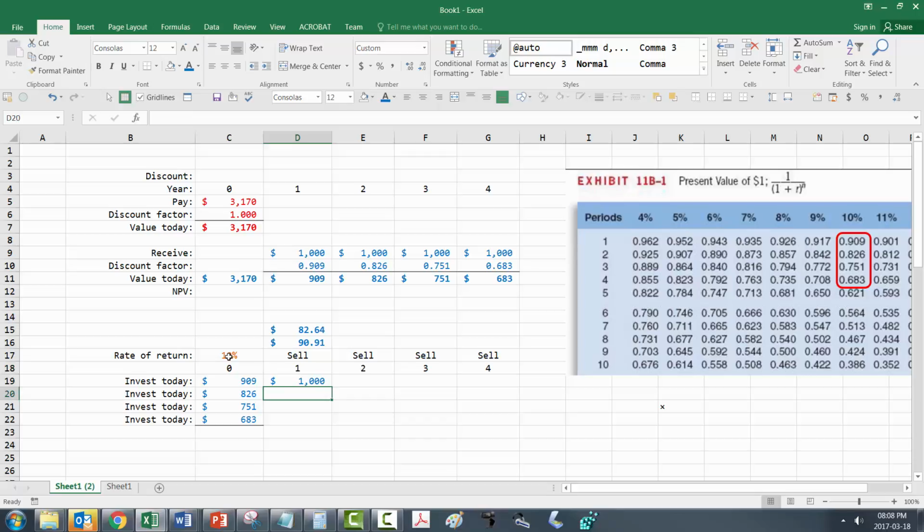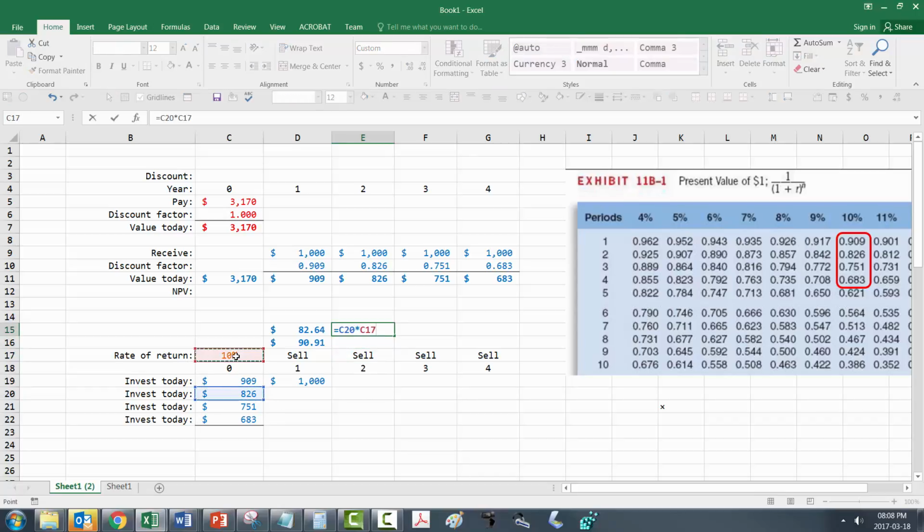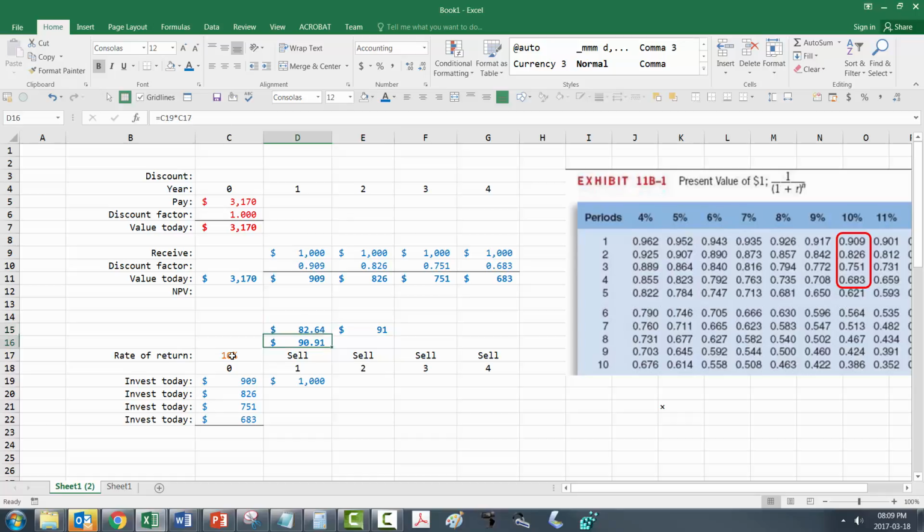But I'm not going to cash out after 1 year. I'm going to cash out after 2 years. So in year 2, I'm going to get the 826. I'm going to get another year's worth of interest. But I'm also going to get a return off my previous year's return of 10% because I reinvested those funds. So $91 is my return for year 2.